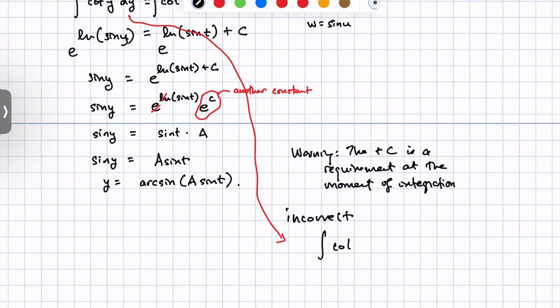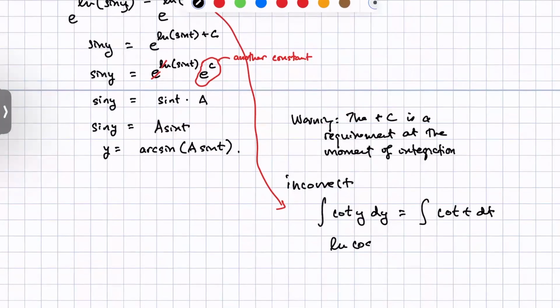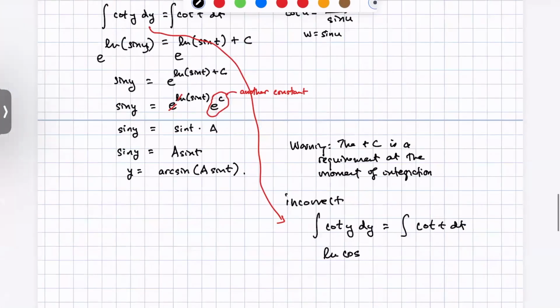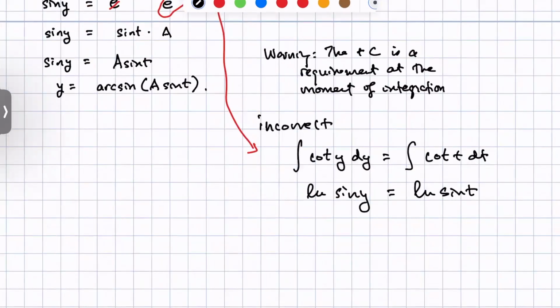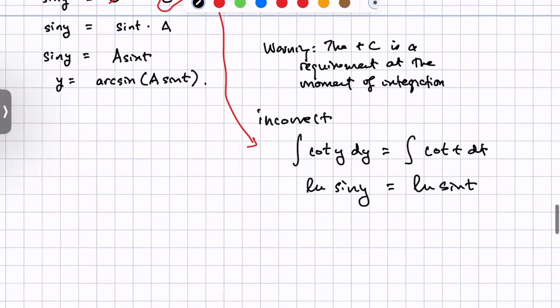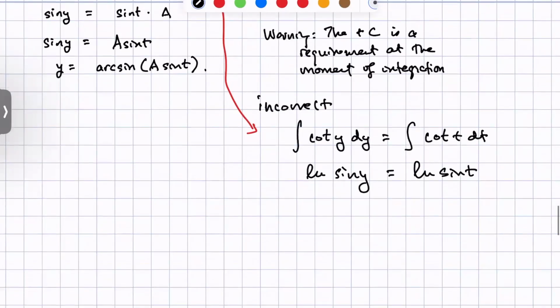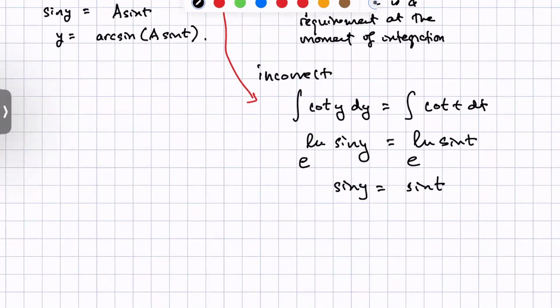Suppose I say, oh, I'm going to integrate cotangent of y on this side. I'm going to integrate cotangent of t on this side. I get the log of sine y equals the log of sine t. Now, suppose I decide that I forgot, I just didn't feel like writing the plus c. I just left it out. Maybe I forgot. Okay. And then I e both sides, and then I get sine y equals sine t. And then you might say to yourself, oh, I'm going to take the arcsine of both sides. And so I get y equals t. Oh, and then I'm going to add the c at the very, very end.